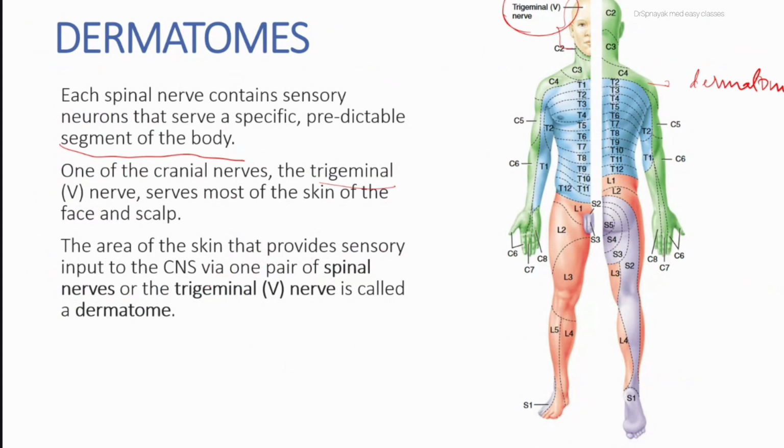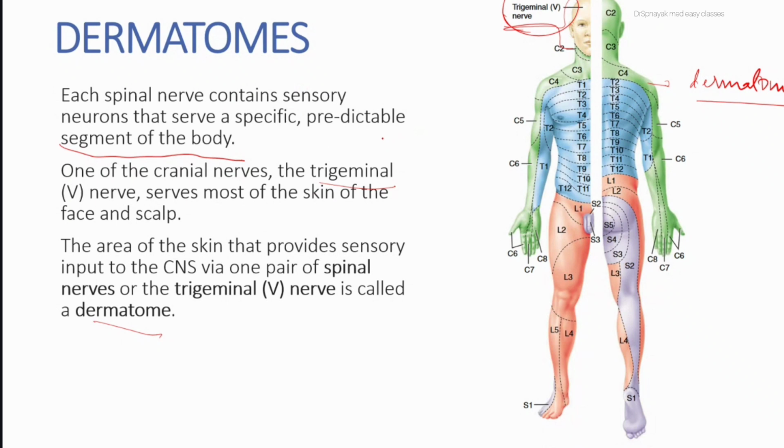The area of the skin that provides sensory input to the CNS via one pair of spinal nerves or the trigeminal nerve is called a dermatome. So whether the sensory input is taken by the trigeminal nerve or by a spinal nerve through the skin, those segments of the skin are known as a dermatome. And dermatomes are especially important because when we know the different spinal cord segments or the dermatomes, then it is possible to locate damaged regions of the spinal cord.